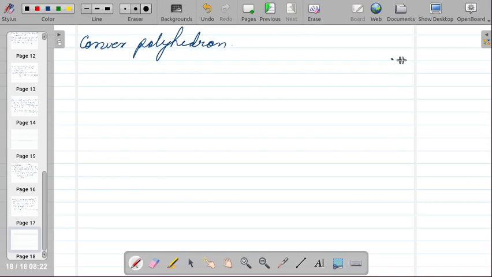Okay, this is a generalization of the convex polygon. If there are points in E square, the set of all convex combinations of two points is nothing but the straight line joining these two points, right? So it's a triangle, it's a polygon.